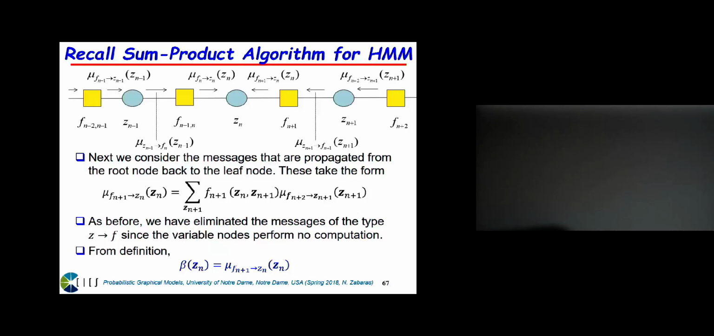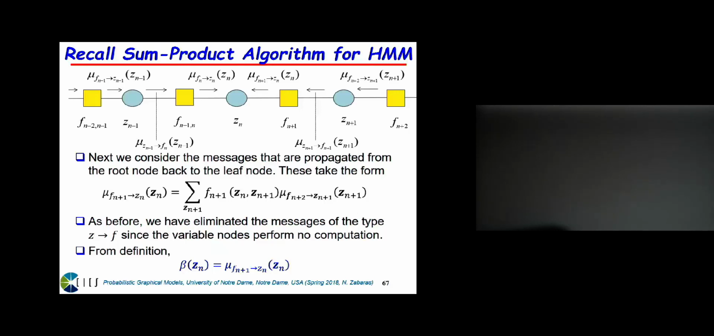And obviously this message is the same as that message, right? So again, this message is this factor times this message where we integrate out Zn plus 1. And obviously you can see that this proceeds backwards because we require this message to the right to compute this message to the left, and the integration is over the variables to the right, which is in this case Zn plus 1. And we call this the beta message.